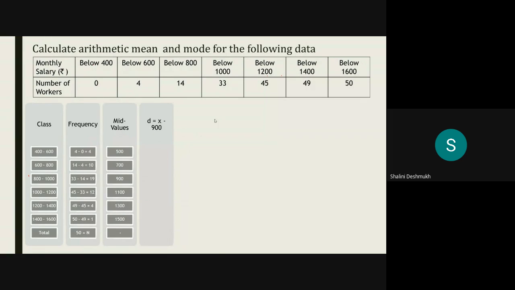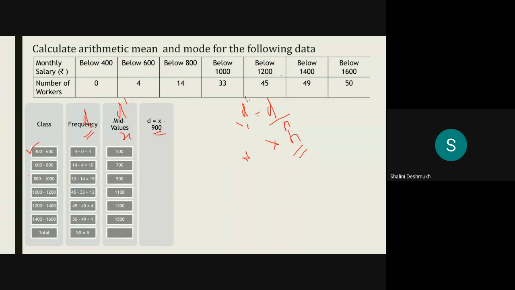Now there are classes, right? For classes, what is the formula? Summation of fd dash divided by n into h. Why height? Because there are classes. We have found the mid values, so for mid values we have to find d and d dash. What is d? d means x minus assumed mean. From the mid values, we will select one as the assumed mean. Then d dash is equal to the value of d divided by the height of the class.